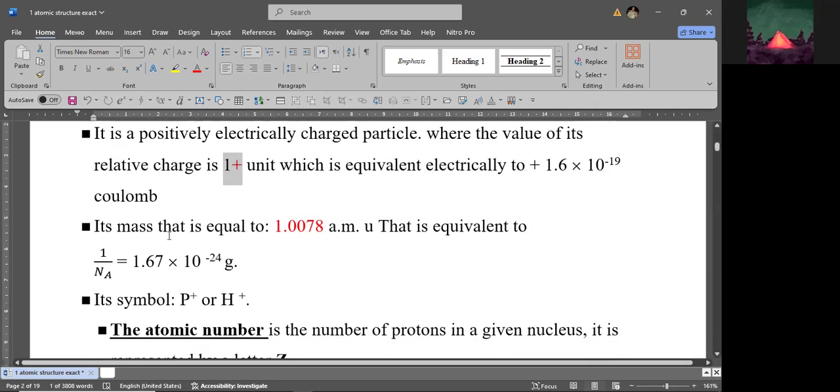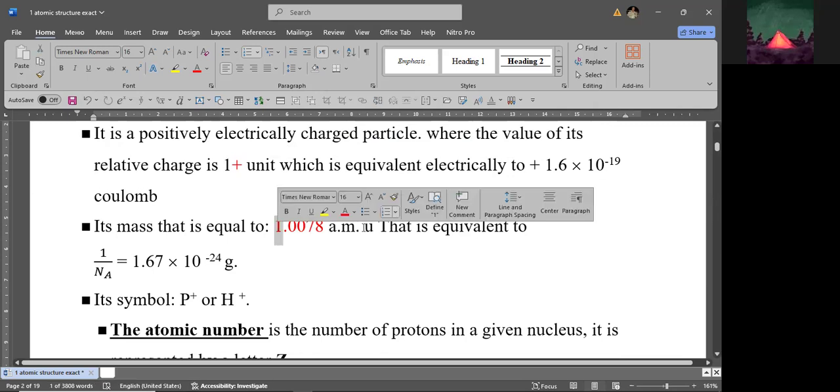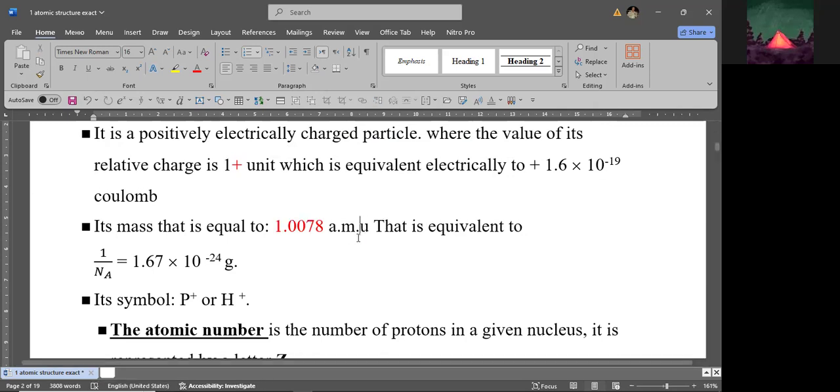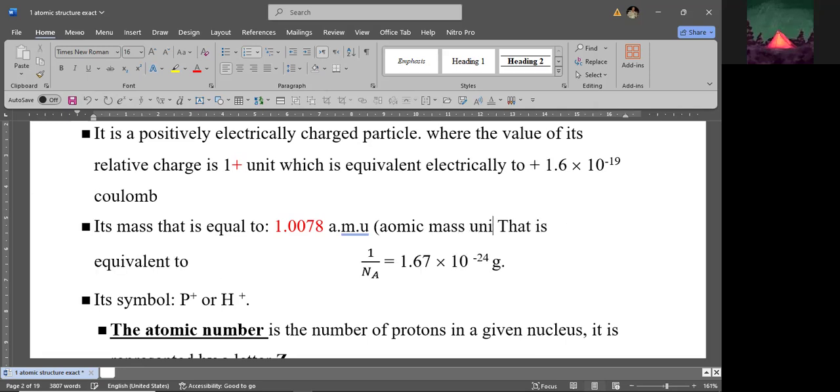Then we speak about the mass. The mass of each proton is considered to be 1.0078 AMU. We have to remember that the mass of each proton is considered to be 1 AMU. What is an AMU? AMU is atomic mass unit.